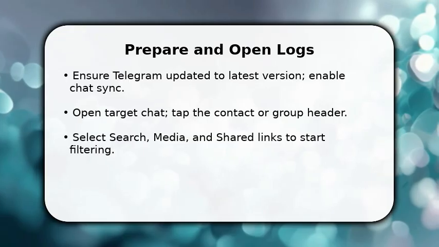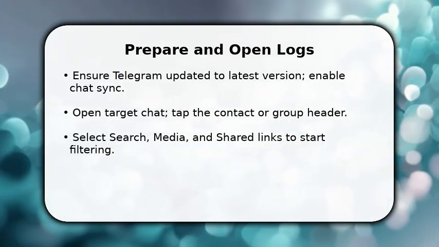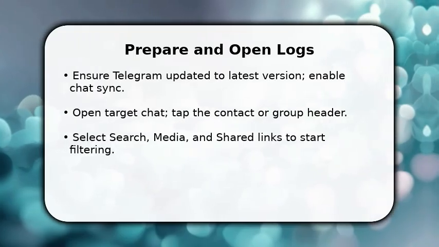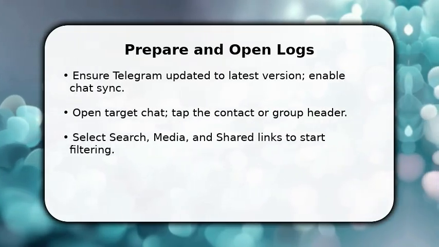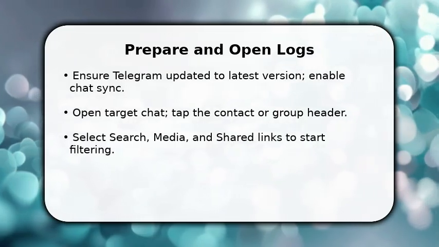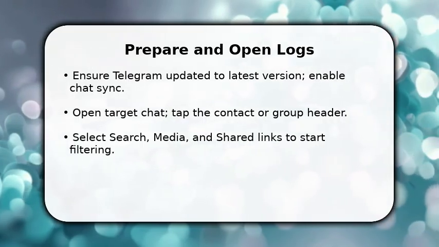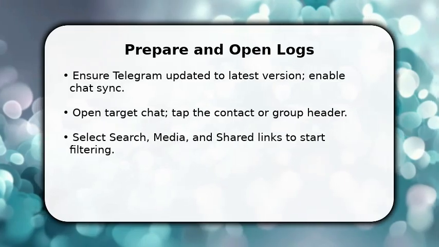You start by confirming Telegram is updated and synced so history is complete. Open the chat you want, then tap the name at top to reveal options. Once done, choose Search to scan messages. Also open Media and Shared links to see images, files, and links separately. These first steps let you narrow the timeline quickly instead of scrolling.